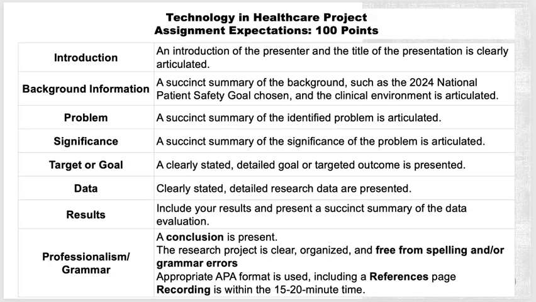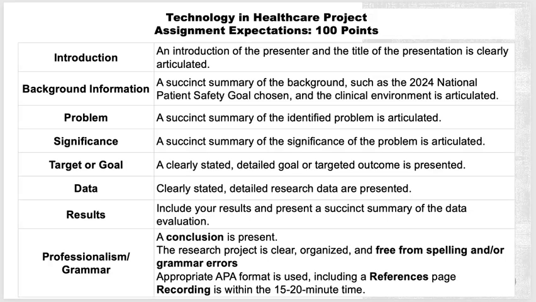Here are the expectations, which again, you've already done this. You want to introduce yourself, and you want to also introduce the title of the presentation. A lot of you haven't had a title page with a title in your presentation so far, so please choose a creative title to talk about your problem. Background information: a succinct summary of the background, the national patient safety goal that you chose and why you're using it, and the clinical environment that you're working in, that you've already talked about. And then the problem: you have a succinct summary of the identified problem, and that's shared. The significance of the problem, the target or goal, you've already addressed this, and we've given feedback back and forth.